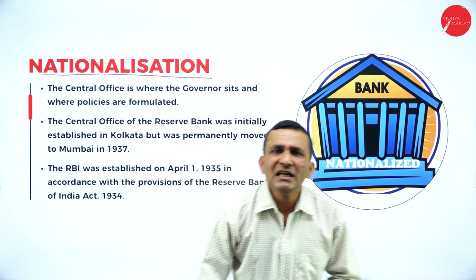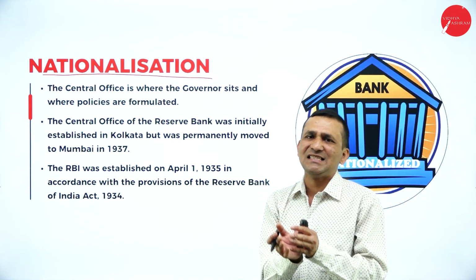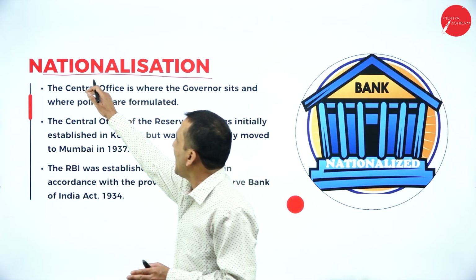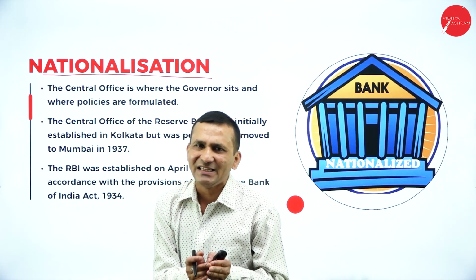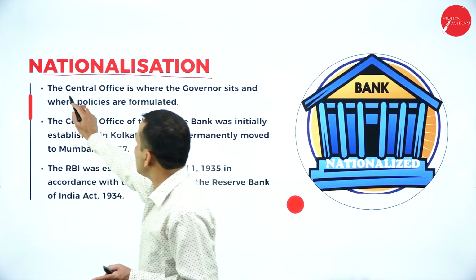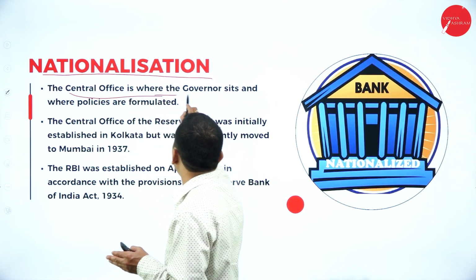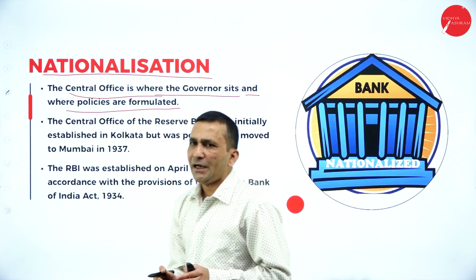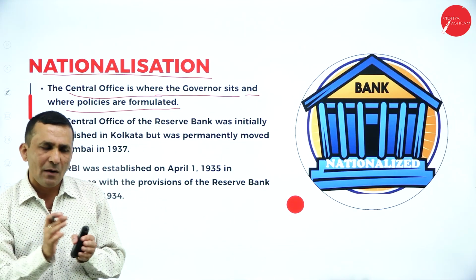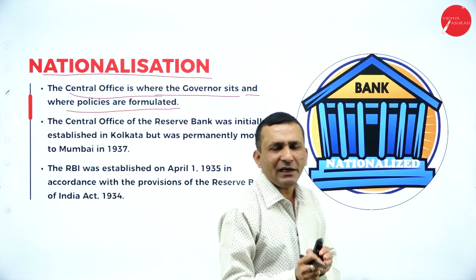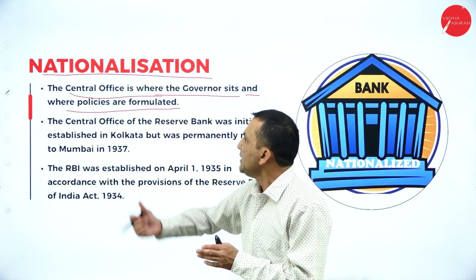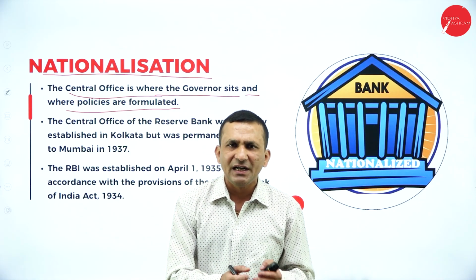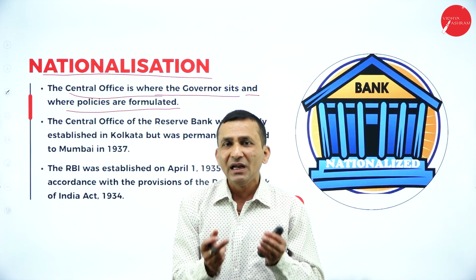Unless the RBI is nationalized, which is related to the nation or country, based on the nationalizing concept, what exactly is the criteria required? The central office is where the governor sits and where policy is formulated. The RBI governor is appointed. The central authority is taken by the governor. Some policy related to the banking system, guidelines, and implementation policy.